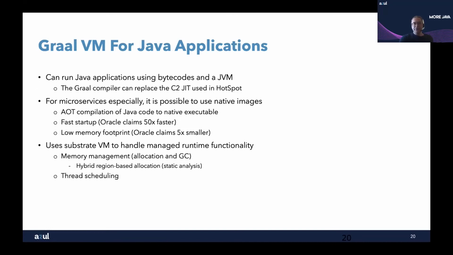From the JVM point of view, as I said, it uses Substrate VM to handle things like garbage collection and thread synchronization. If you look carefully at how it deals with memory management, it works very similar to the G1 collector. It does some extra things in terms of hybrid region-based allocation and static analysis. But one of the things is to think carefully about how the garbage collector works and how efficient that will be in terms of eliminating pauses or not eliminating pauses, as the case may be.